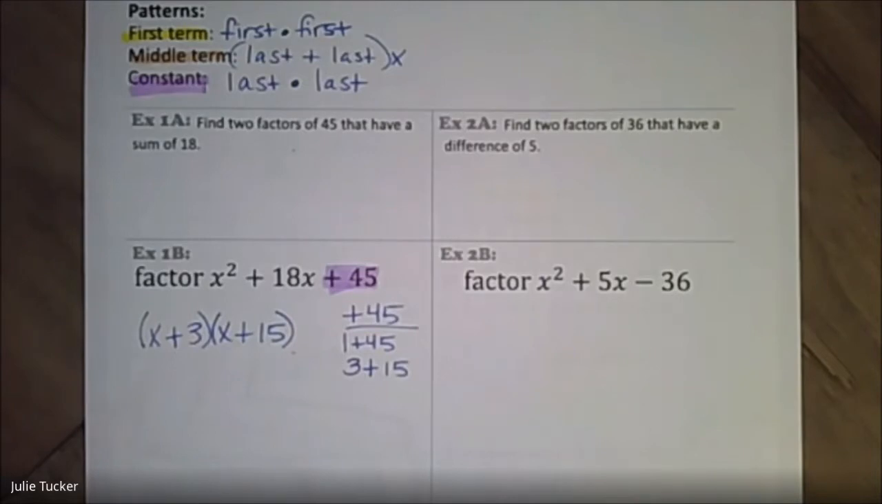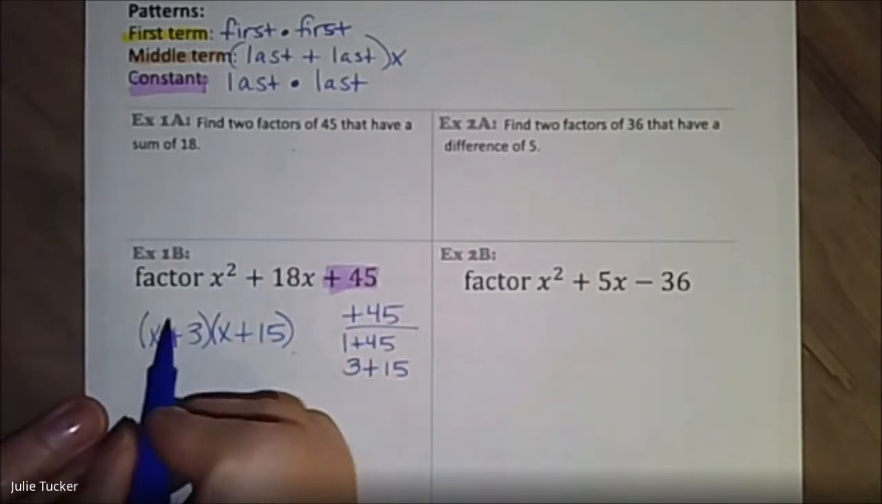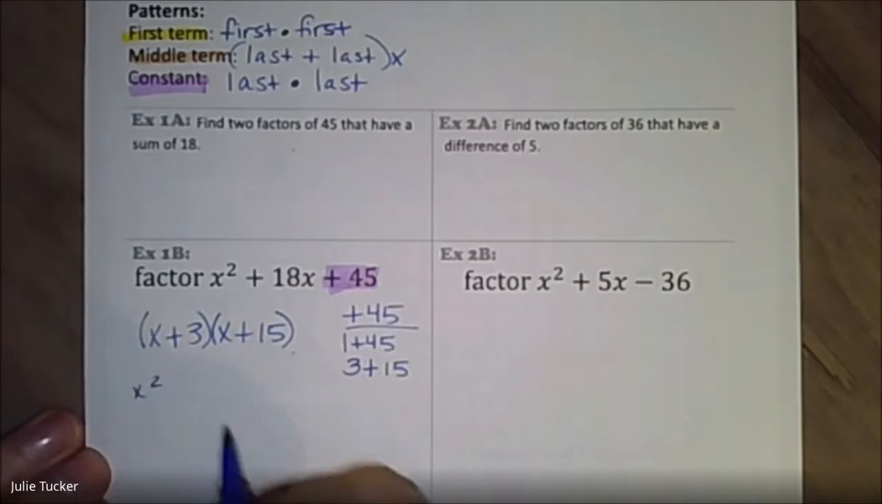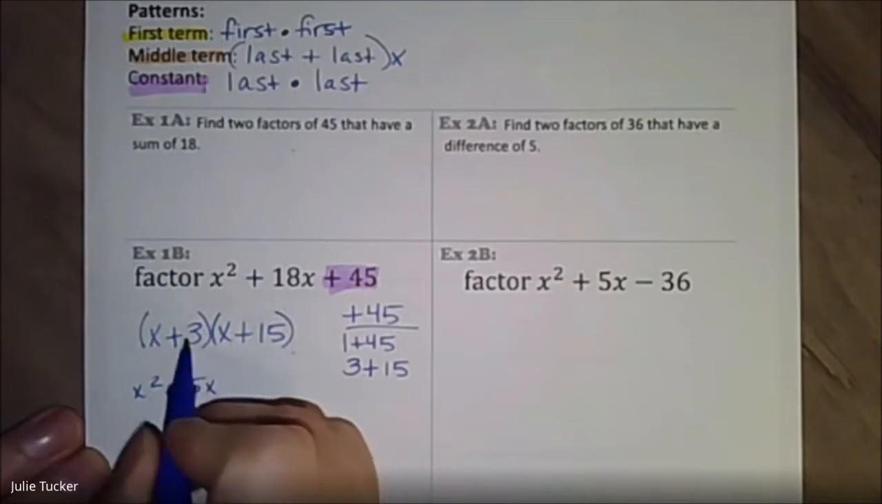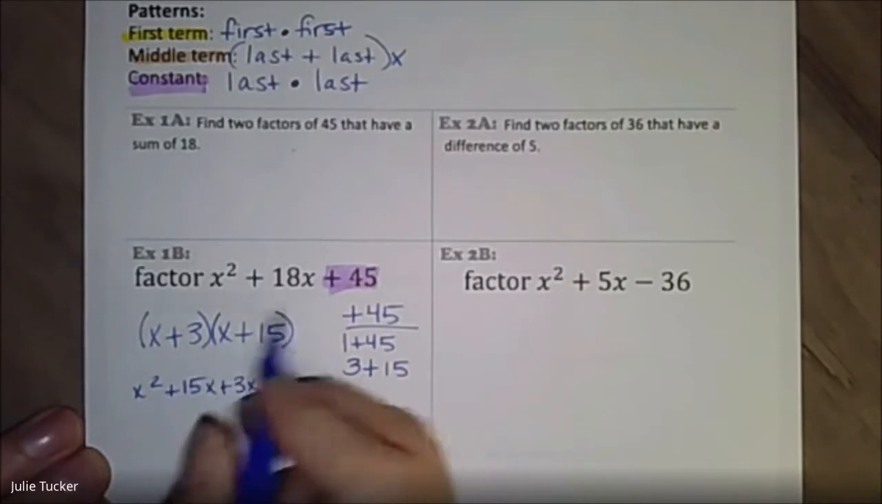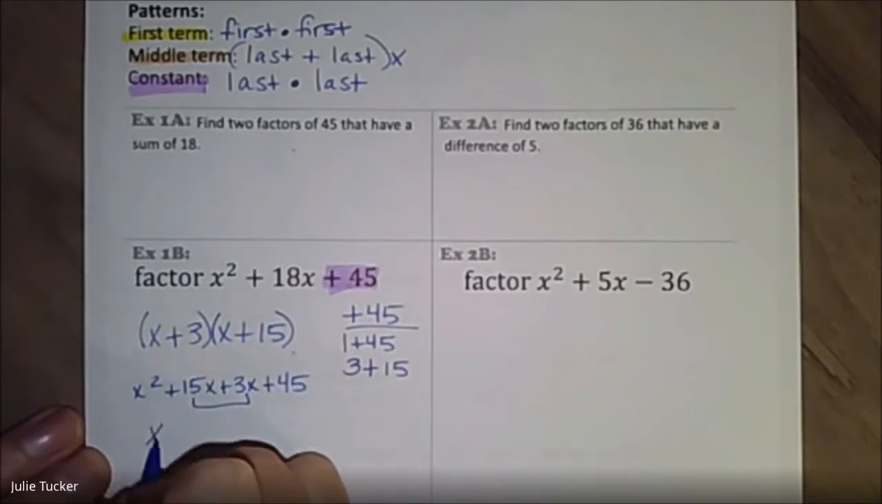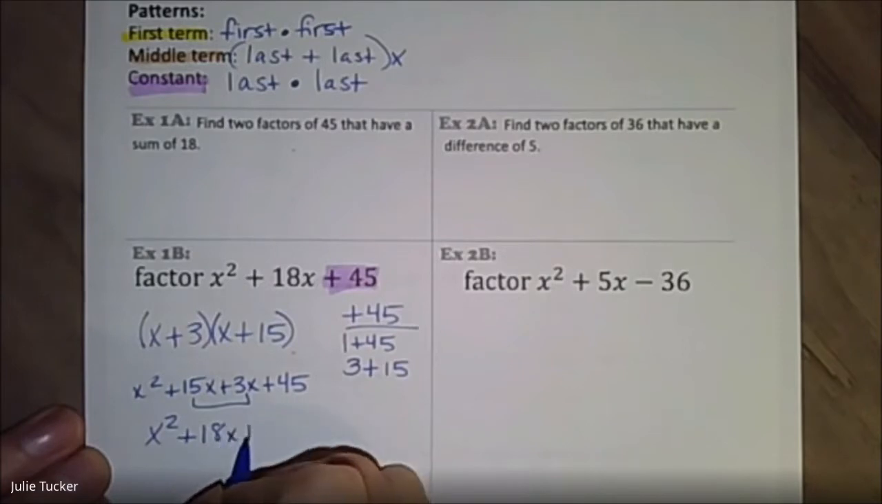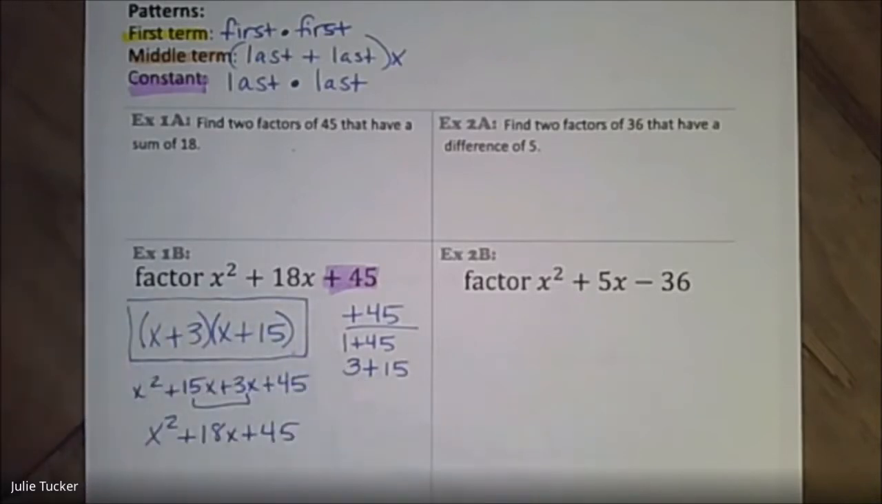And if I remultiply this, I can get the right answer. So I should get the thing I started with. So let's check. X times X is X squared. X times 15 is 15X. 3 times X is 3X. 3 times 15 is 45. And this makes 18X in the middle. So yeah, that's the right answer. So this is the answer. These are the factors. Everything underneath here was just me checking to make sure that that's the right answer.